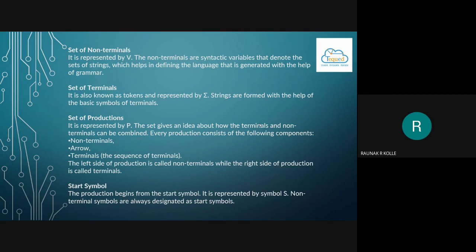Set of productions. It is represented by the capital letter P. The set gives an idea about how the terminals and non-terminals can be combined. Every production consists of the following components: non-terminals, arrow, terminals, or it can be a sequence of terminals. The arrow indicates the next state to which the transition goes forward to. The left side of the production is known as the non-terminals, while the right side of the production is called the terminals.